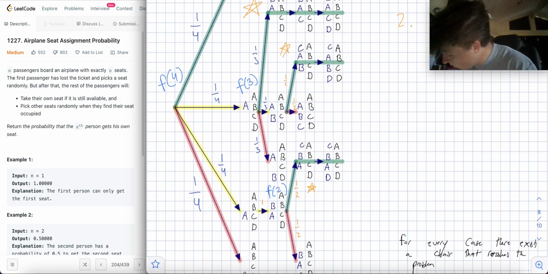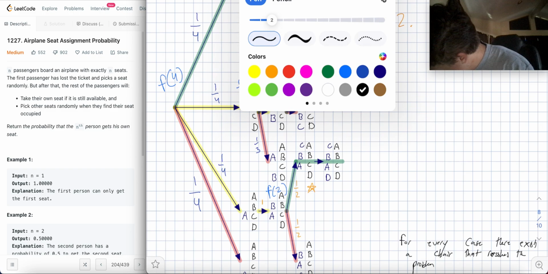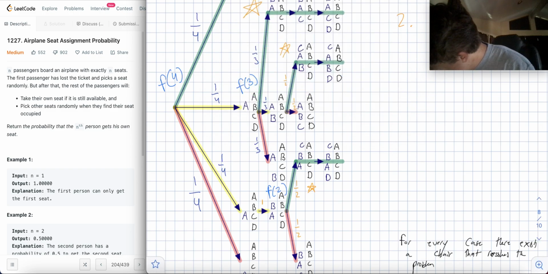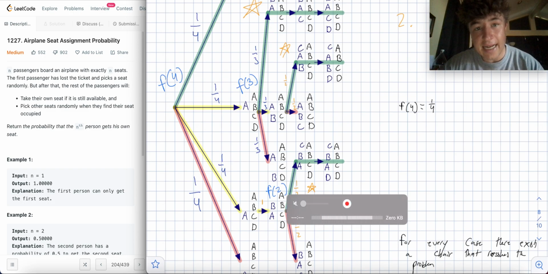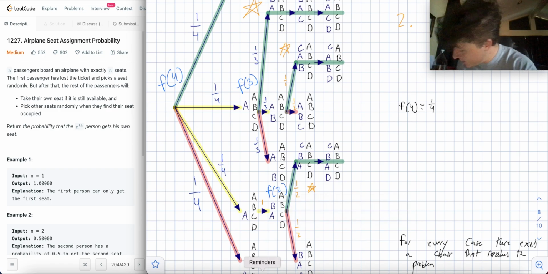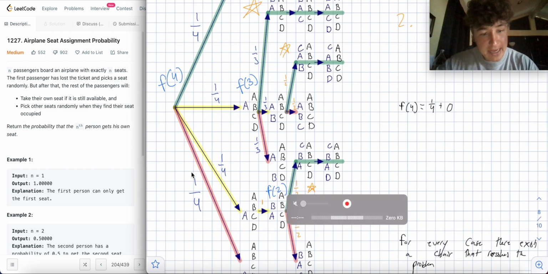Okay, so F of 4: 1/4 of the time it works out, because I select this branch where I put A in the right spot at random. 1/4 of the time, it's never going to work out. So that's 0 times 1/4, because I'm going to end up accidentally choosing that last seat.